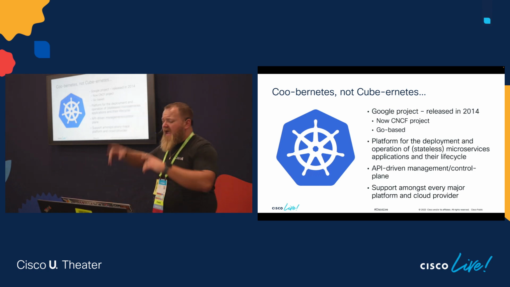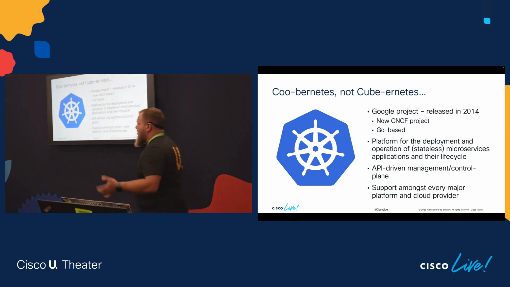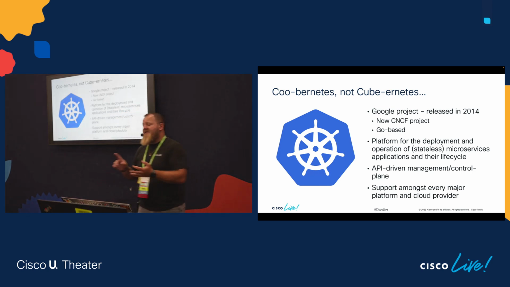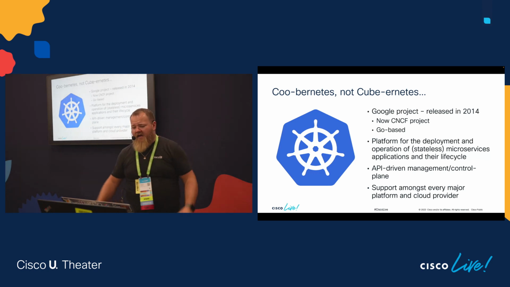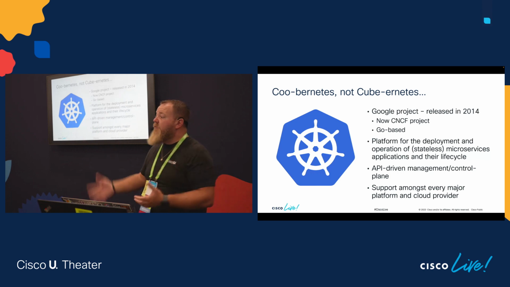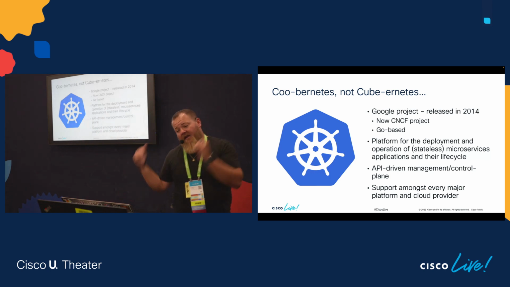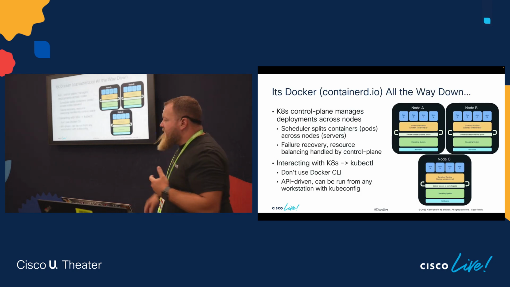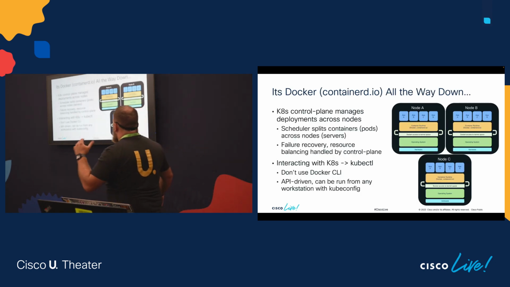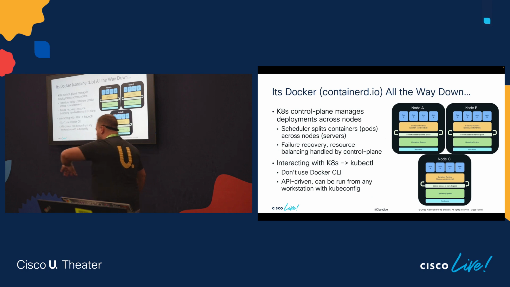And of course, support amongst every major cloud native provider, AWS, Azure, GCP, all the other clouds, Oracle, they all have some flavor of Kubernetes, which if you're doing it at scale, I highly recommend. And again, I'll touch on that in a little bit. So it's really just Docker all the way down. So yes, now they've moved over to container shims, but it's just a bunch of containers.